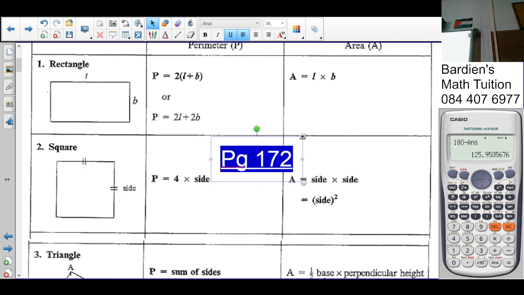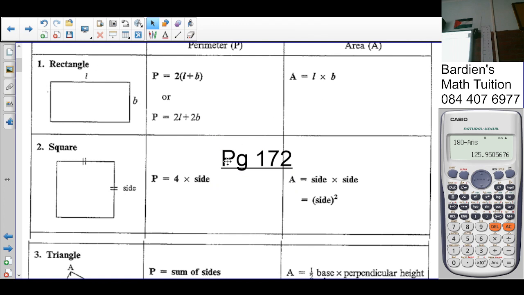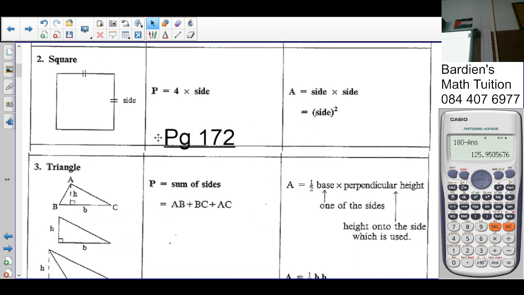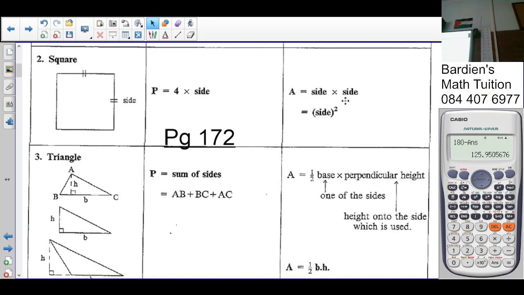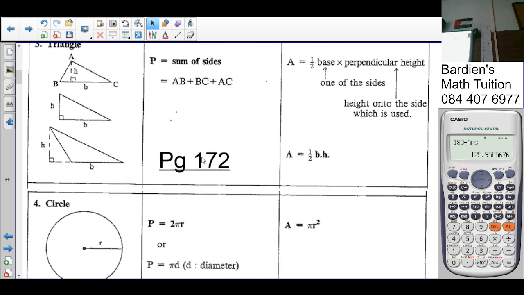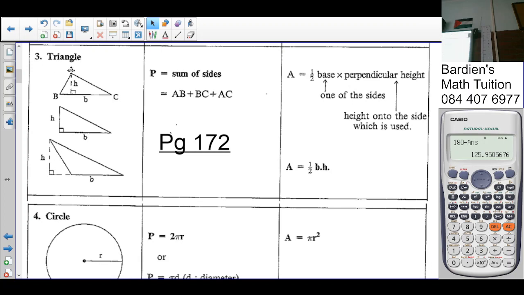So 172. Okay. The next one we have a square. The perimeter is going to be the sum of all the sides, so it will be 4 times side. The area is going to be side times side, or side squared. Okay. Then we have a triangle. The perimeter is going to be the sum of the sides, so it's going to be AB plus BC plus AC.